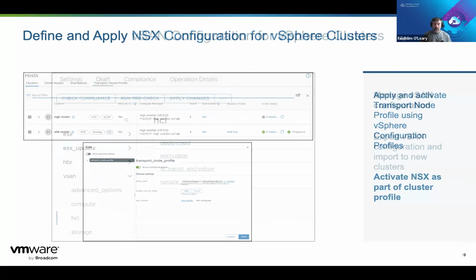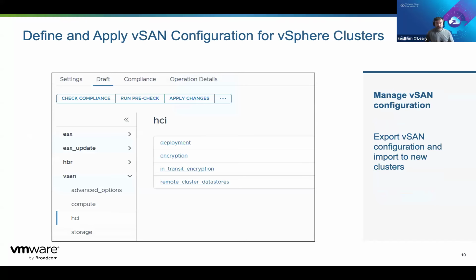And for vSAN configuration, it's all here. Now, in my experience, this is coming in 9.1. I think it's a little bit more user-friendly to use the existing vSAN configuration UI and the wizards to configure vSAN from a greenfield site. It's a little bit cumbersome right now to configure vSAN greenfield using vSphere configuration profiles.